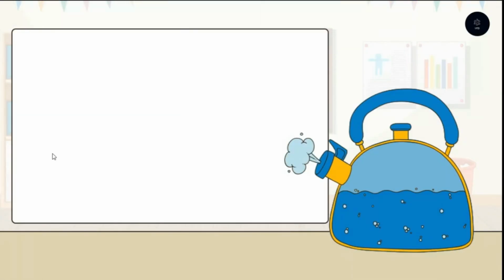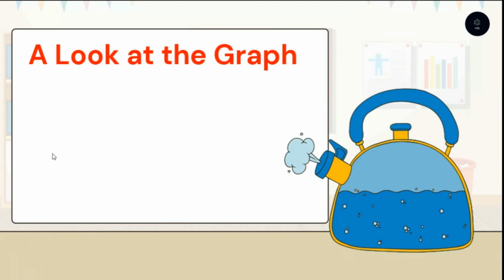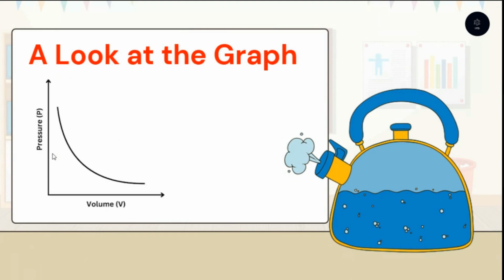Looking at this graph, we can clearly visualize the inverse relation. As we move along the curve, you can see that when the pressure on the y-axis is high, the volume on the x-axis is low. Similarly, when the volume on the x-axis is high, pressure is low. So this shows the inverse relationship. This hyperbolic shape is the signature of an inverse proportion.